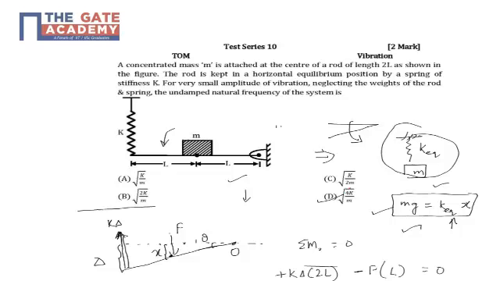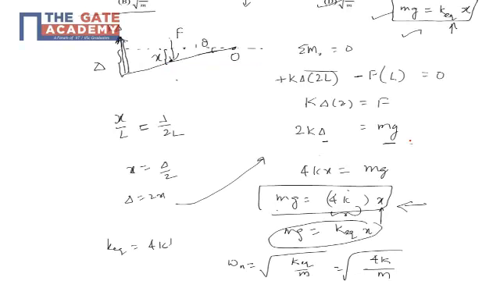Remember, we have just cleverly solved this problem. You just need to consider the position of static equilibrium, write down the equilibrium balancing equation such that the weight mg is something into x, where x is the deflection of mass.